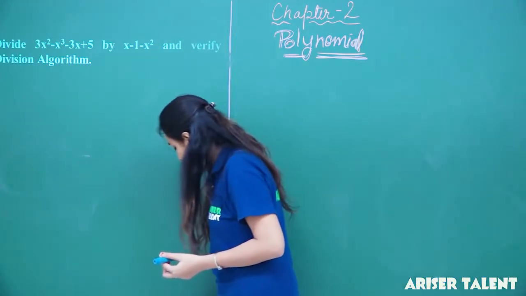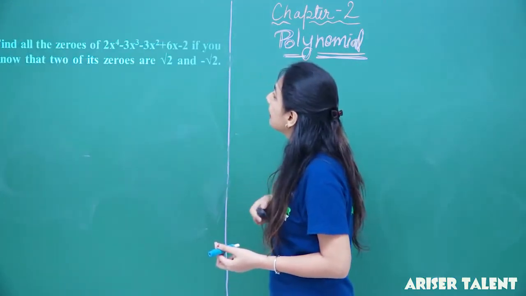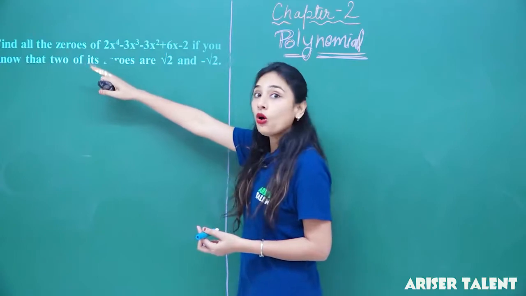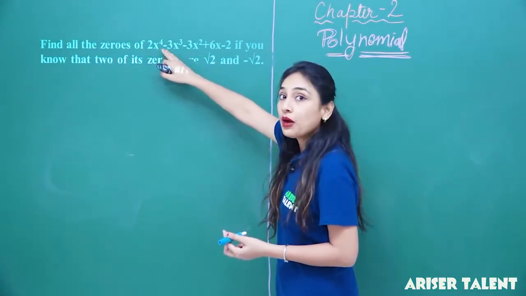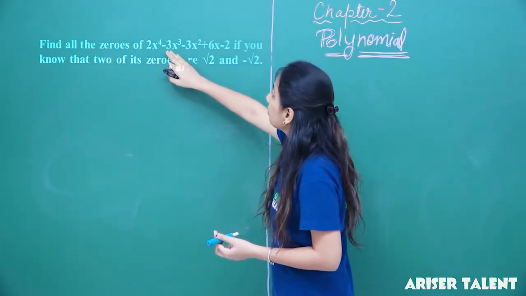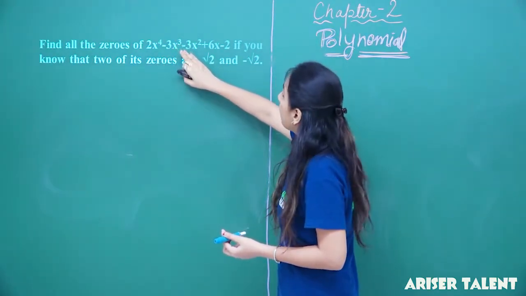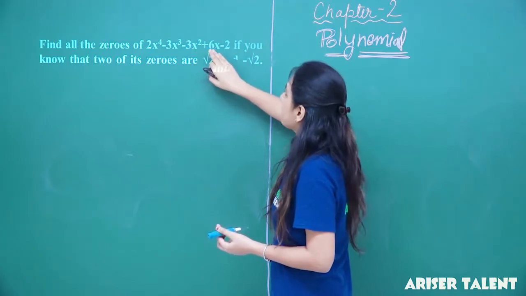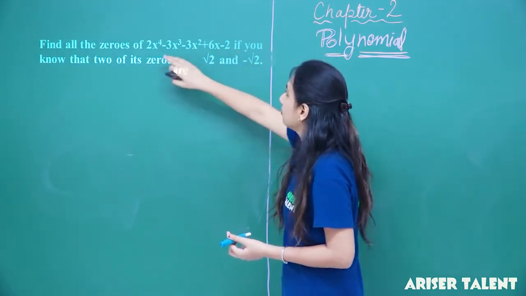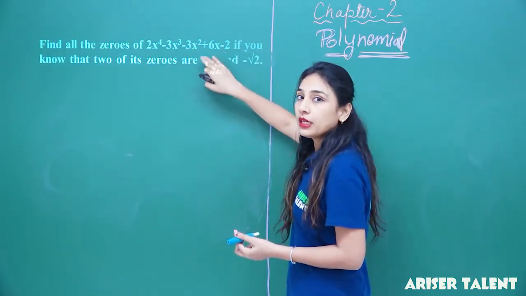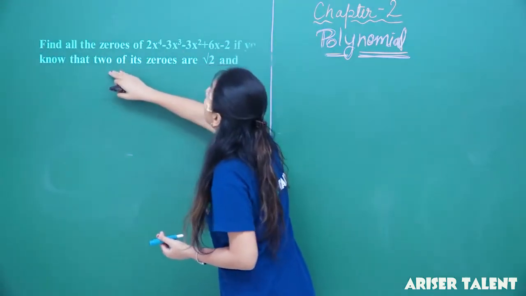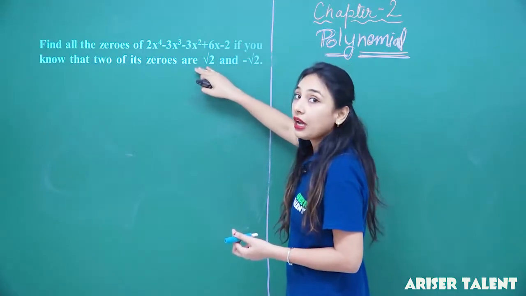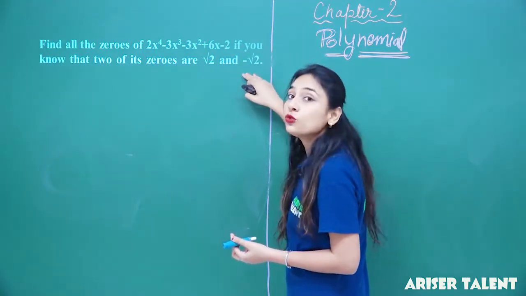Our next question is here. Find all the zeros of 2x raised to power 4 minus 3x cube minus 3x square plus 6x minus 2. It's in the sequence. It's a good question, okay? If you know that two of its zeros are root 2 and minus root 2.